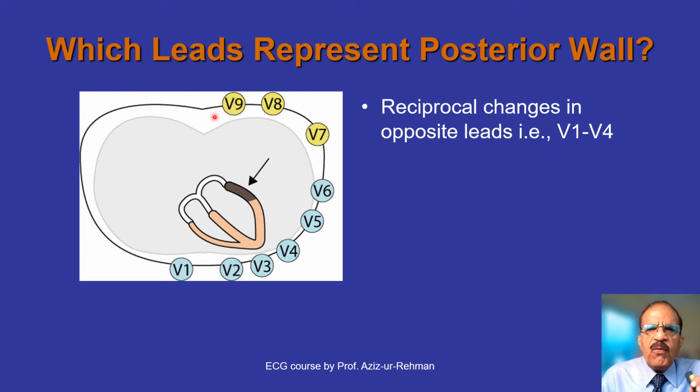So we will look for the opposite ECG changes in opposite leads. The opposite leads are V1, V2, V3, and the opposite changes would be ST depression instead of ST elevation, an upright T wave instead of T wave inversion, and an R wave instead of a Q wave. This will be explained again.